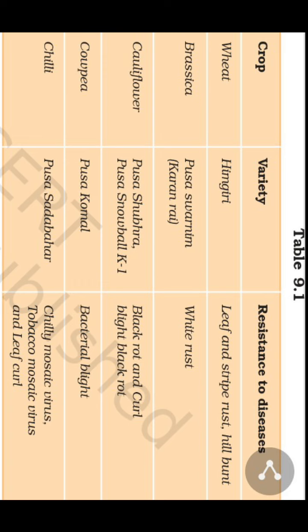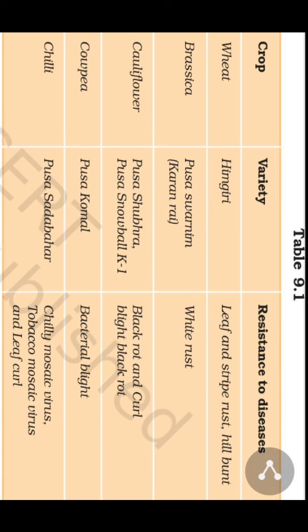Let us see different methods for breeding programs for disease resistance. On the table you can see some crops like wheat, brassica, cauliflower, cowpea, chili. Varieties are given with resistance to a particular disease. Let us see this table in detail. This is a very important table for theory as well as for the NEET examination. In many NEET and KCET examinations, they ask a number of questions from this table 9.1 and also table 9.2. Crop name: wheat. The variety is Himgiri, resistant to leaf and stripe rust and hill bunt.